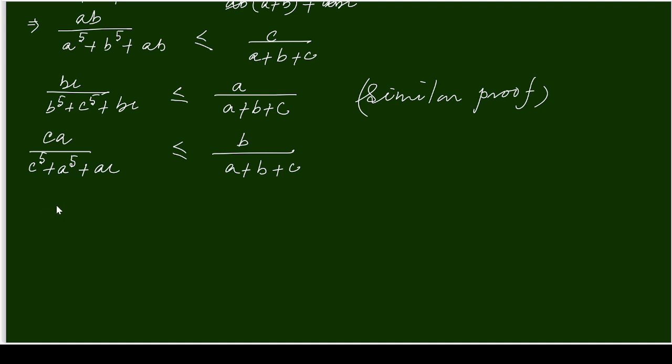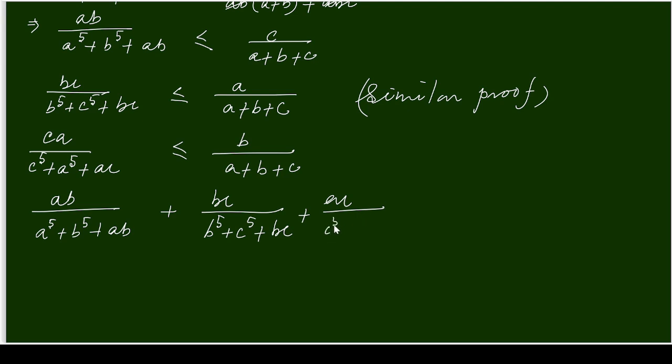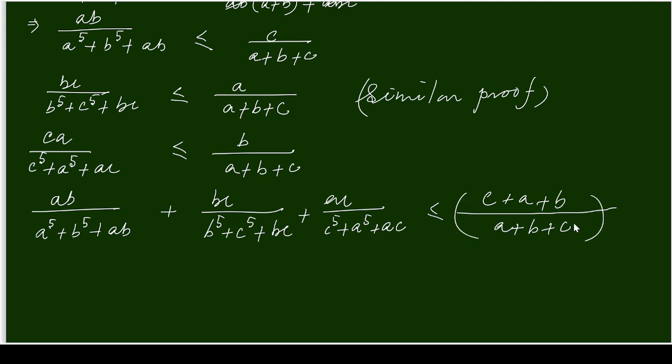Now adding these three, what is the given question? AB over A power 5 plus B power 5 plus AB, plus BC over B power 5 plus C power 5 plus BC, plus AC over C power 5 plus A power 5 plus AC is less than or equal to, all the three we are adding, A plus B plus C is the numerator, so it will be C plus A plus B over A plus B plus C, which is the same as 1. So hence proved.